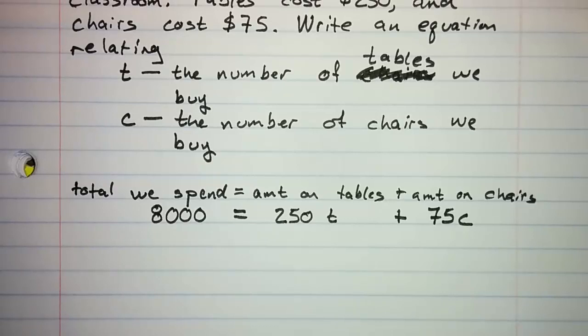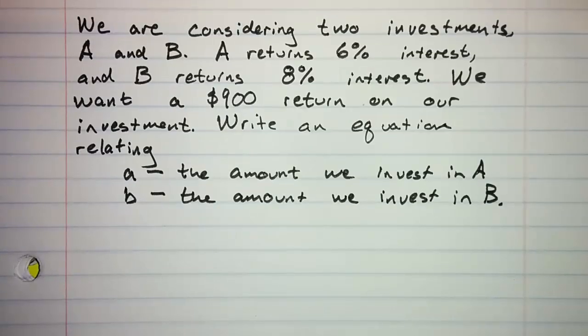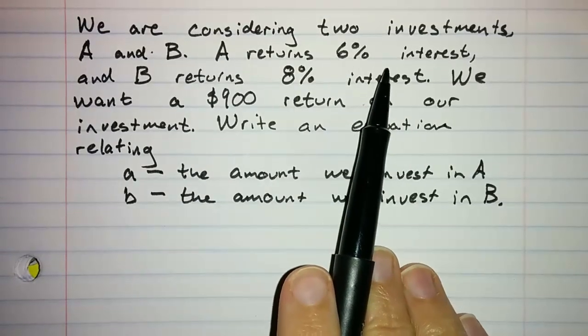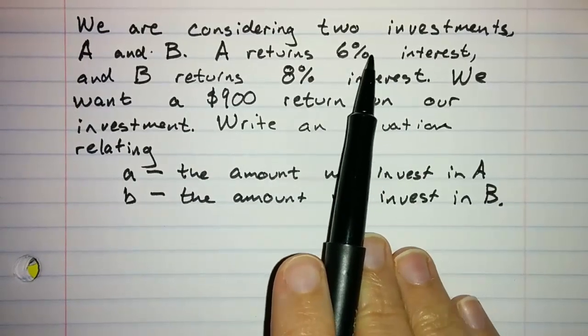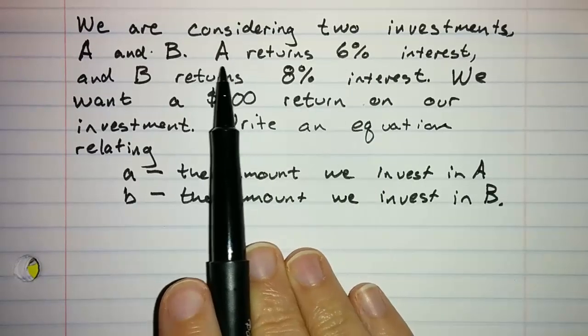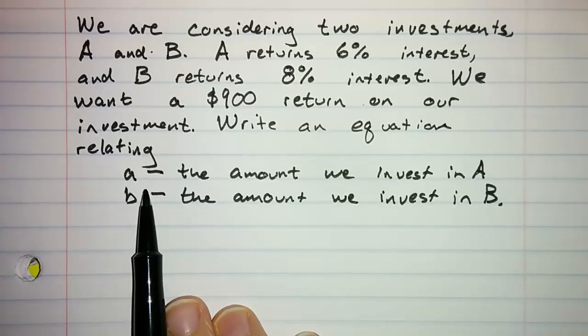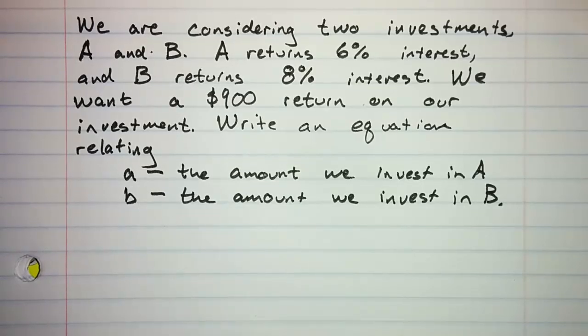Here's another example that looks very different. Suppose we're considering two investments, A and B. A returns 6% interest. That means the interest from A each year will be 6% of the amount that we invest in A. B returns 8% interest. That means the amount of interest we get from B each year will be 8% of the amount we invest in B. We want a $900 return on our investment. Write an equation relating the amount we invest in A to the amount we invest in B.